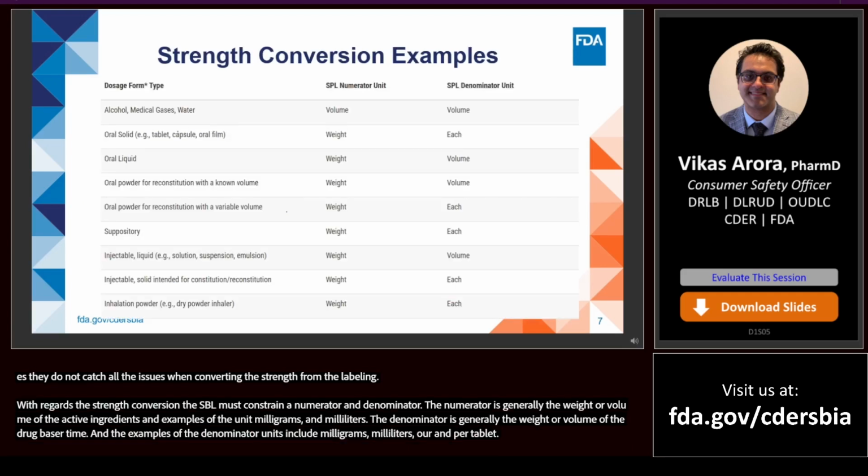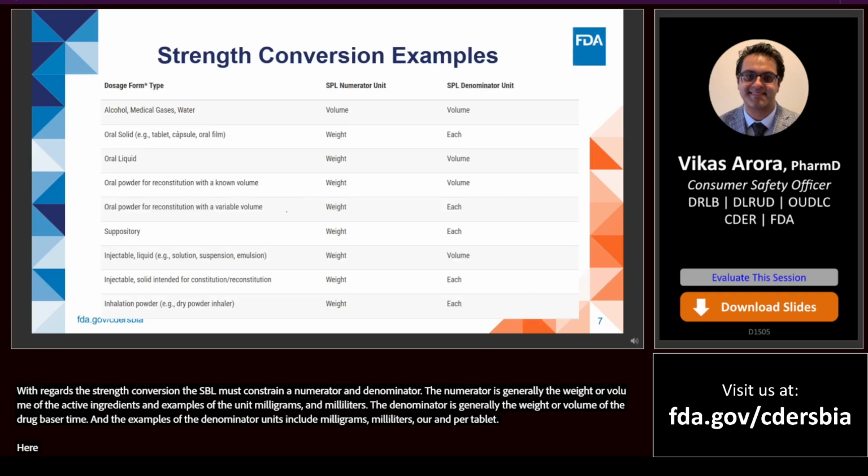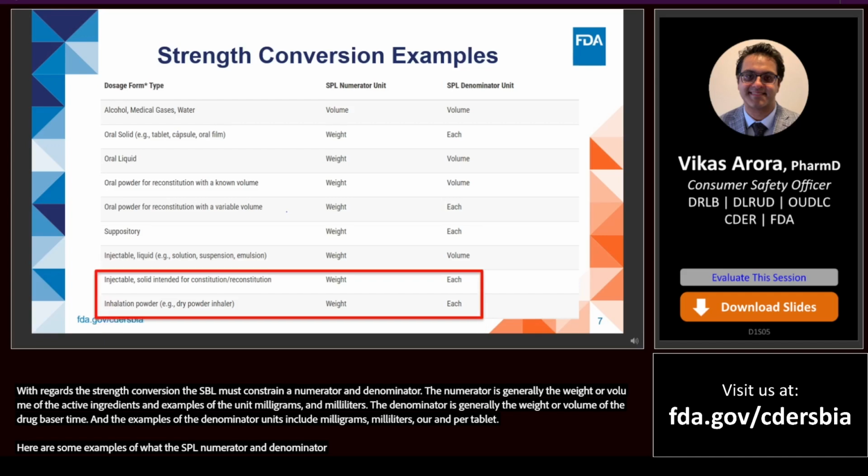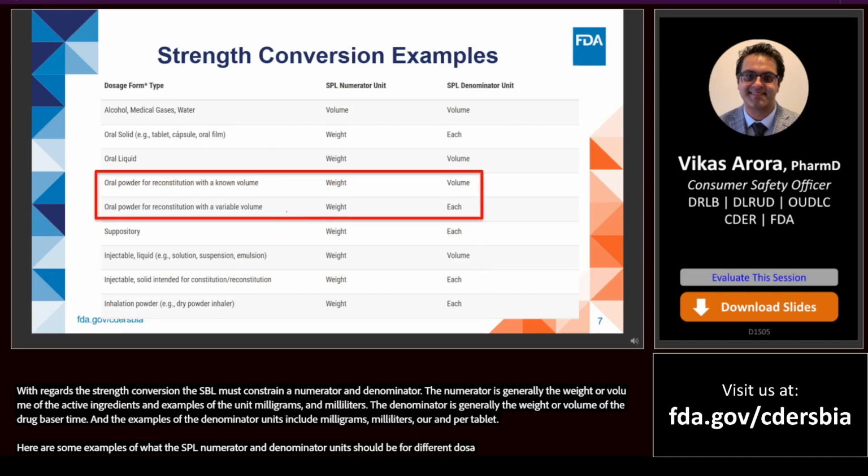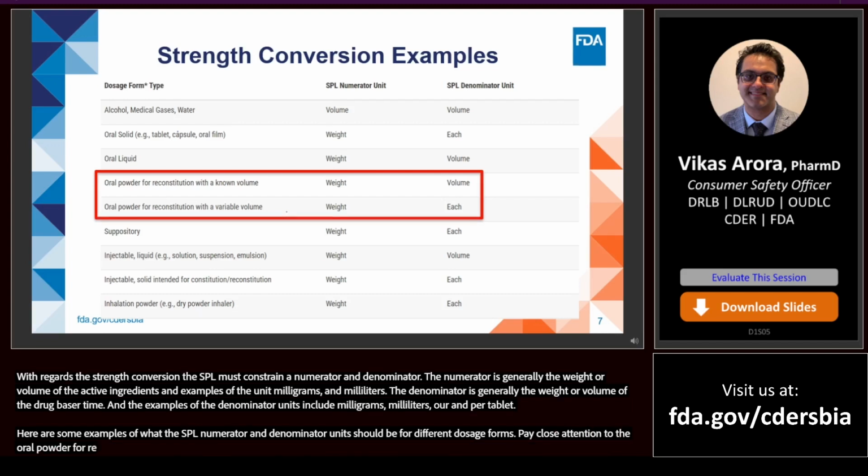Here are some examples of what the SPL numerator and denominator units should be for different dosage forms. Pay close attention to the oral powder for reconstitution. The ones with the known volume have volume as the SPL denominator unit, and the ones with the variable volume have each as a denominator unit for each container.